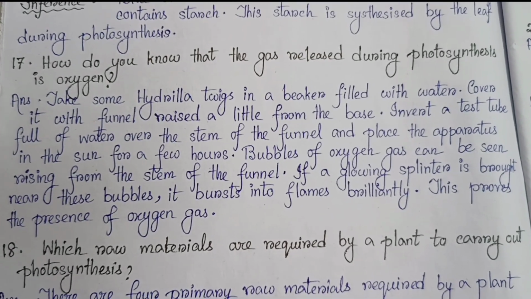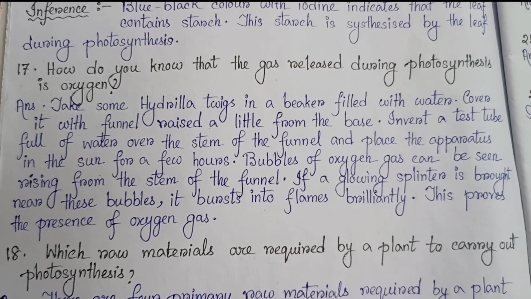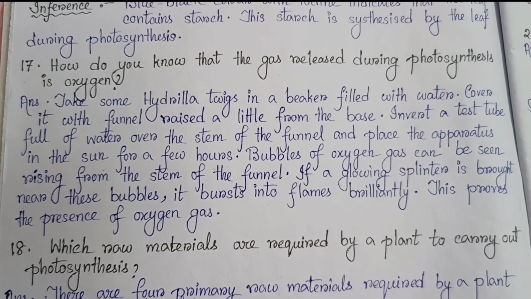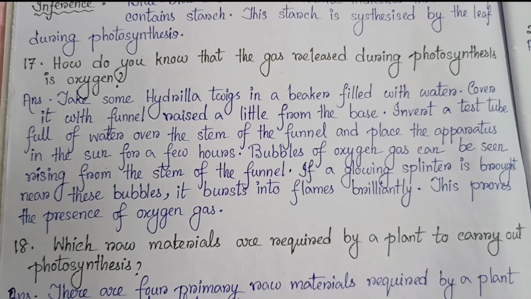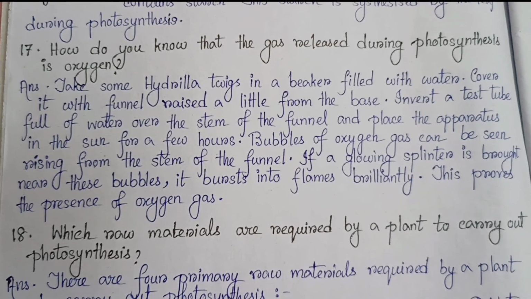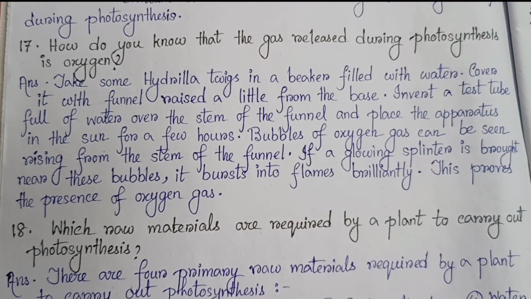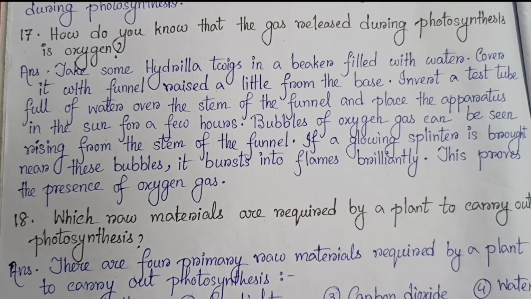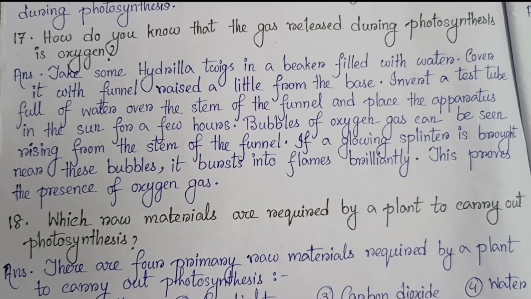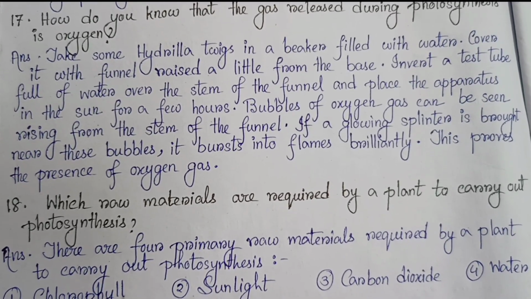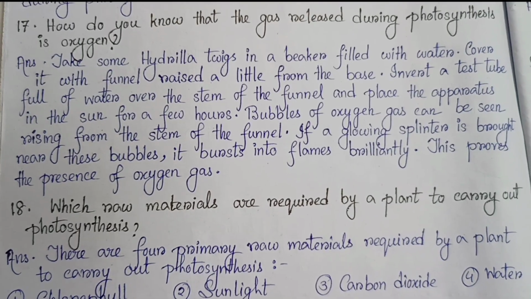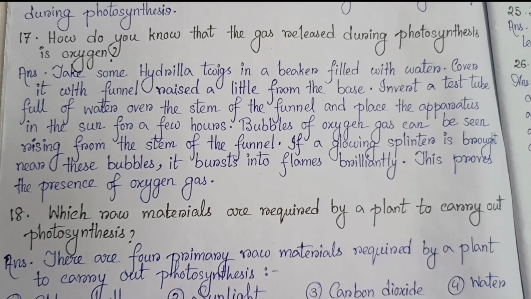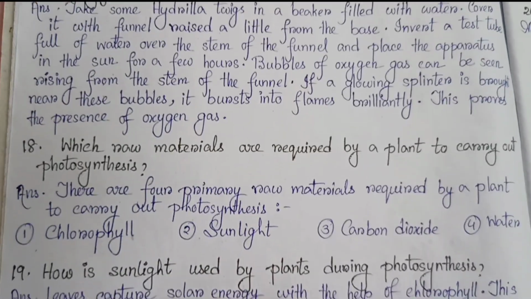Number 17. How do you know that the gas released during photosynthesis is oxygen? Take some hydrilla twigs in a beaker filled with water. Cover it with a funnel raised a little from the base. Invert a test tube full of water over the stem of the funnel and place the apparatus in the sun for a few hours. Bubbles of oxygen gas can be seen rising from the stem of the funnel. If a glowing splinter is brought near these bubbles, it bursts into flames brilliantly. This proves the presence of oxygen gas.